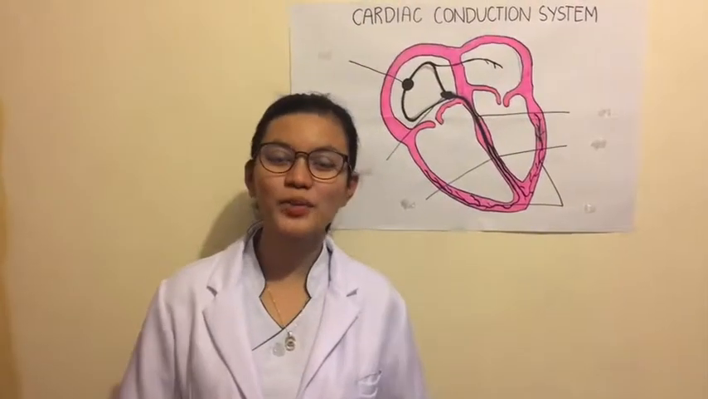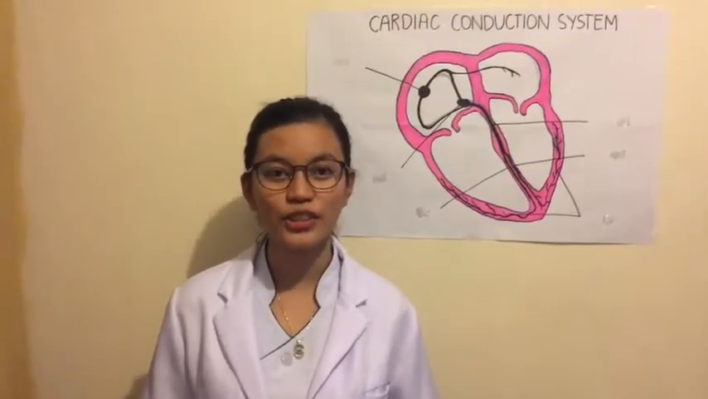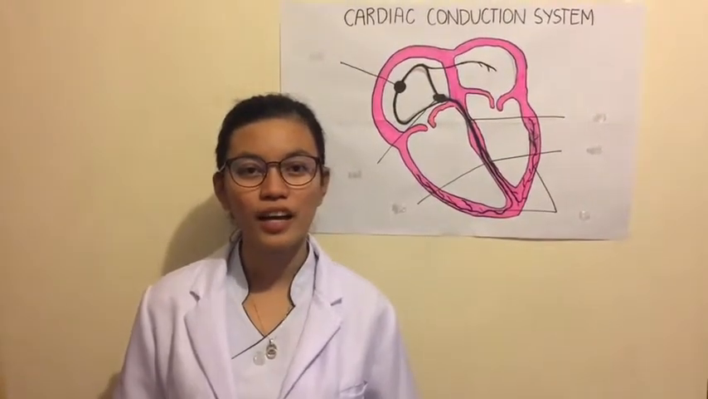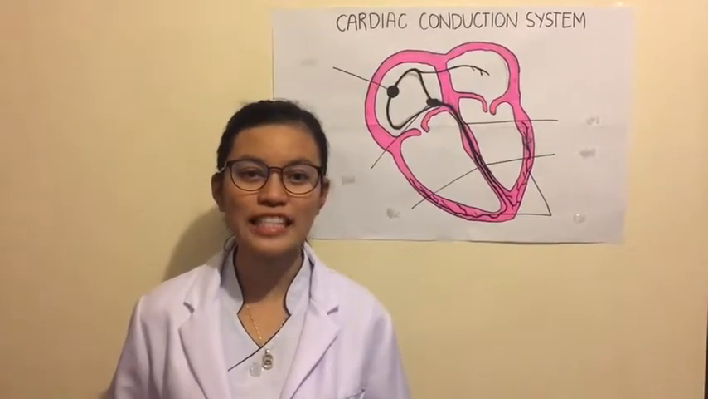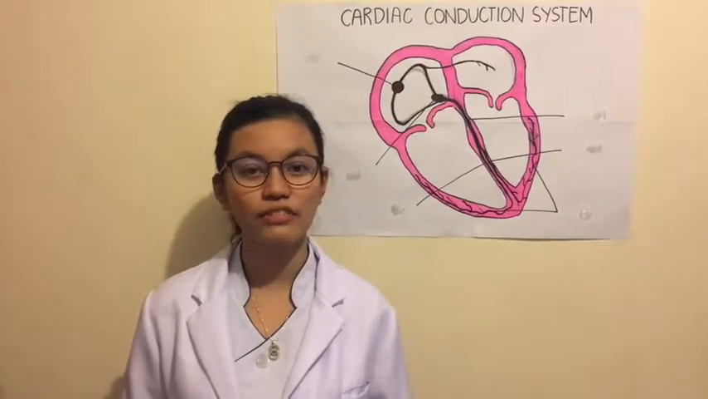There are certain instruments that we could use to measure the electrical activity of our heart, and there are also certain devices that we could use to help the patient ease from the heartbeat dysfunction or irregular beat of the heart. So the first one is the ECG or electrocardiogram. This is an instrument that we could use to check for problems with the electrical activity of our heart.